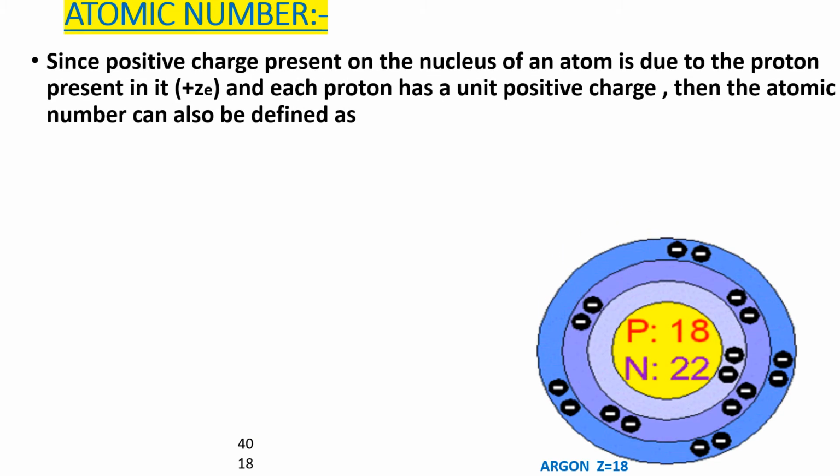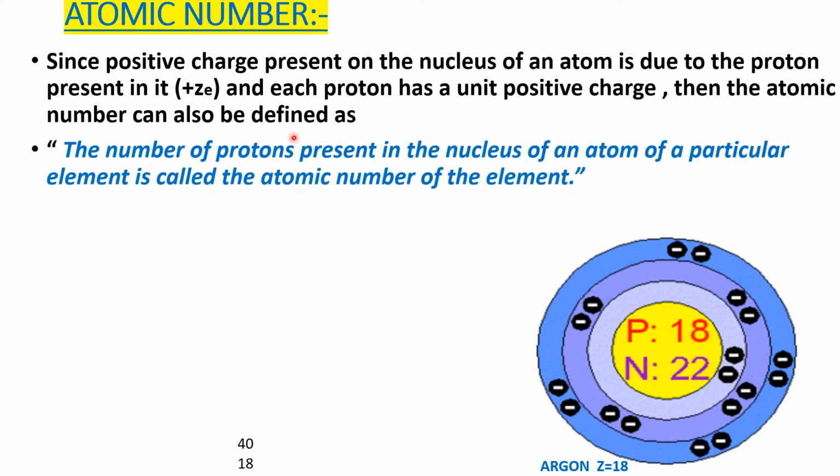And since the positive charge present on the nucleus of an atom is due to the protons present in it, and each proton has a unit positive charge, the atomic number can also be defined as the number of protons present in the nucleus of an atom of a particular element is called the atomic number of that element.